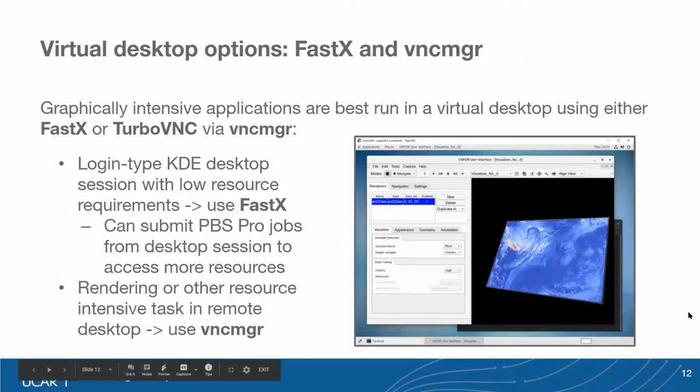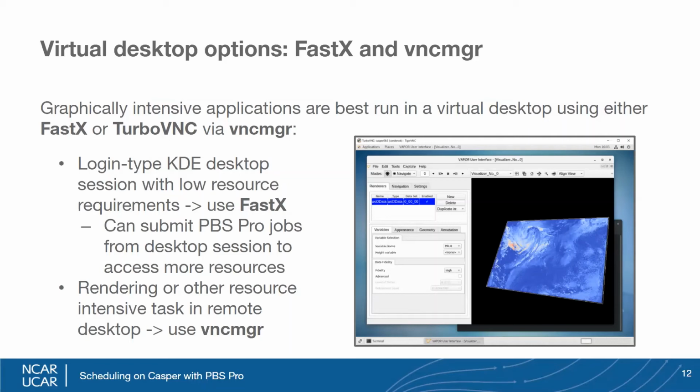Okay, I'm going to go through a couple of things quickly that aren't really PBS scheduling, but I just want to make sure that people know that these things haven't really changed. So if you want to get a virtual desktop, there are multiple options. You can use FastX, which is our web or programmatic interface to get a login type session. This is if you have low resource requirements in your desktop session. It's really like a login instance, but just a GUI version of that. But you can submit PBS Pro jobs from that desktop session to access more resources.